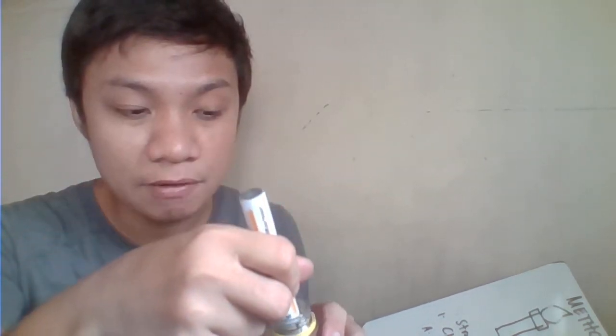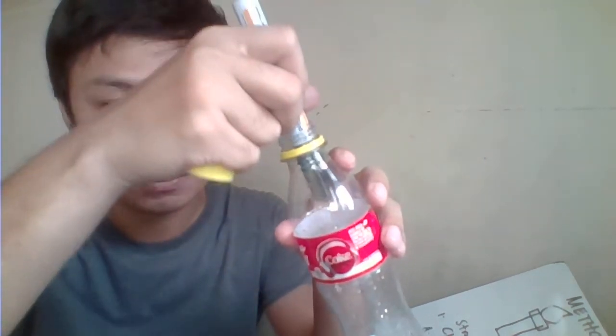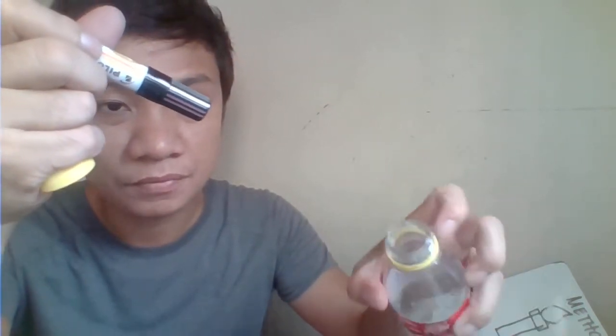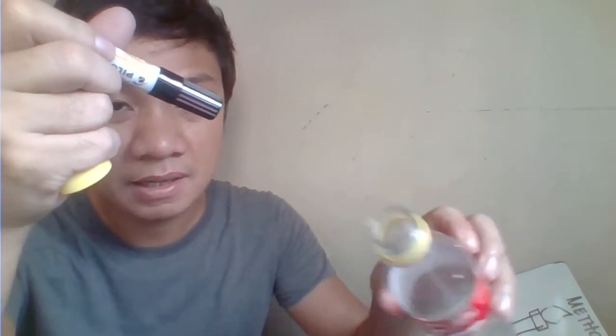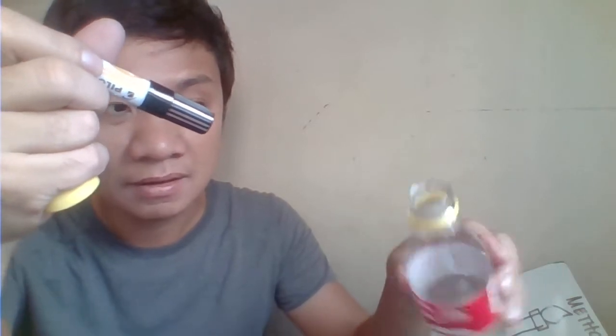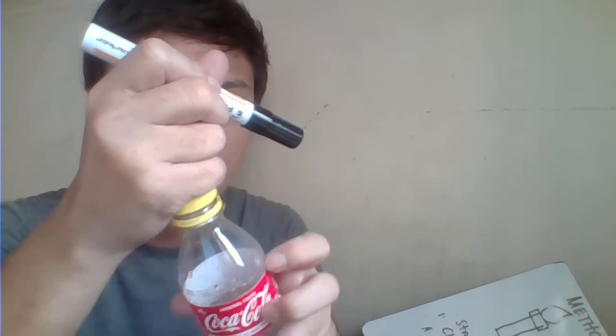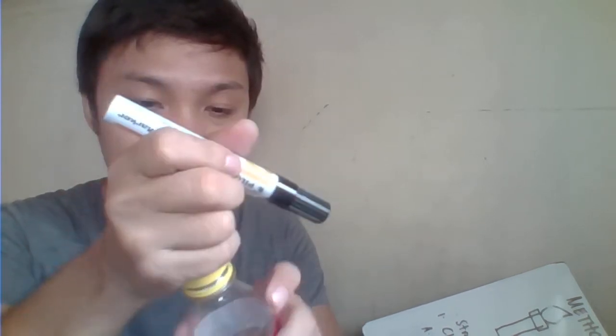Then you get a loopful of your sample from that. You take a sample from that. Okay, flame the mouth of this one again, with your Bunsen burner or your alcohol lamp. And then try to cover it back.